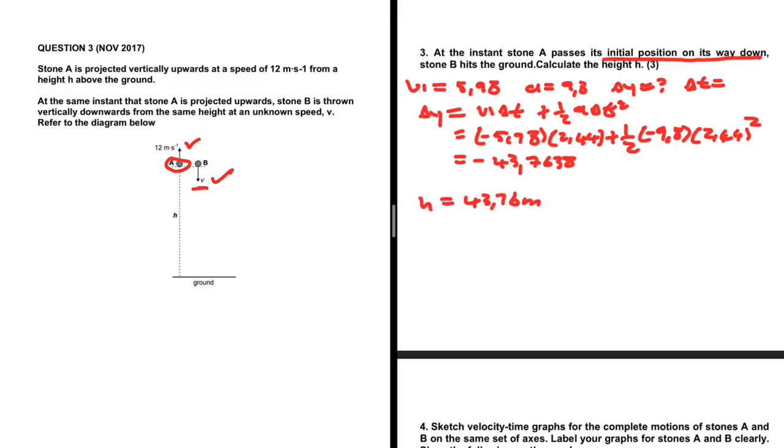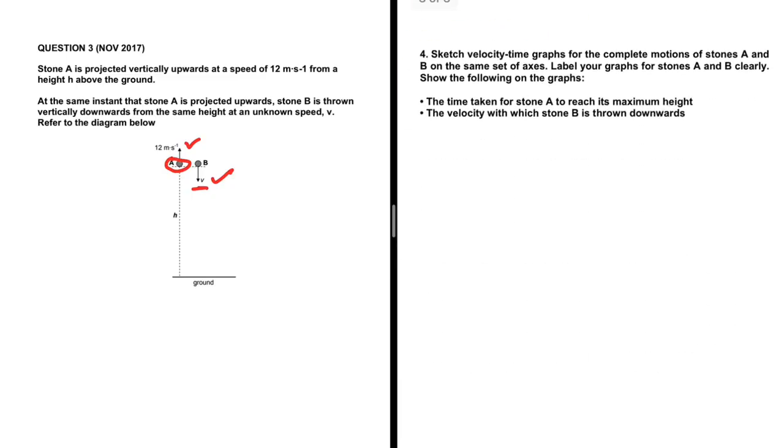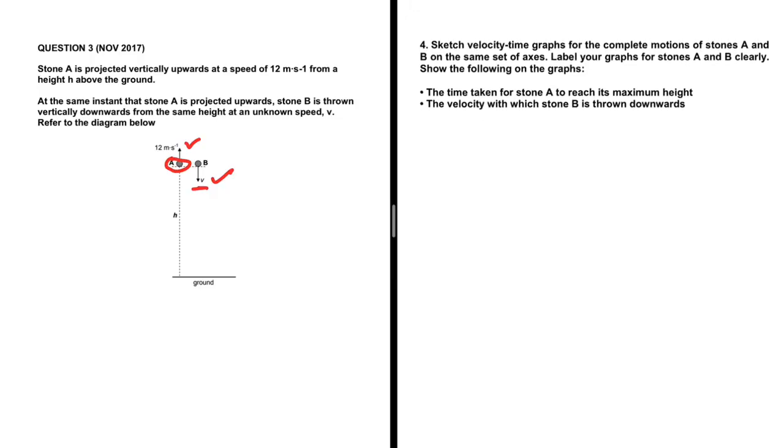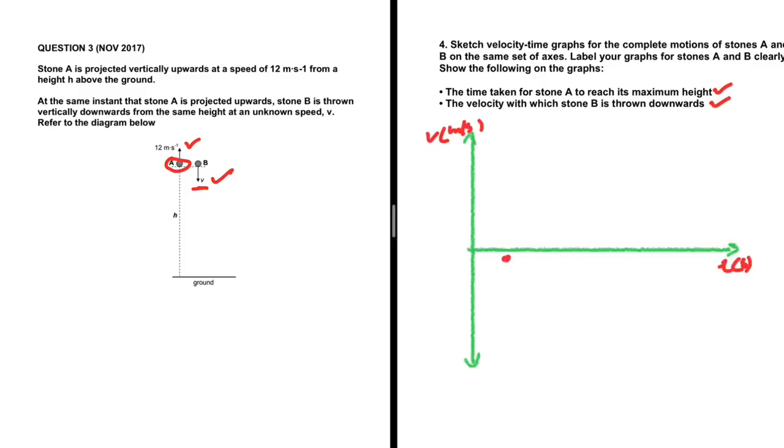Question 3 done. Let's move to question 4, the velocity time graph. Let's go ahead and take a look. Sketch velocity time graphs for the complete motions of stone A and B on the same set of axes. Label your graphs for stones A and B clearly. Show the following on the graphs: the time taken for stone A to reach its maximum height, 1.22 seconds, and the velocity with which stone B is thrown downwards. Let's say 0.5, 1, 1.5, 2, 2.5.